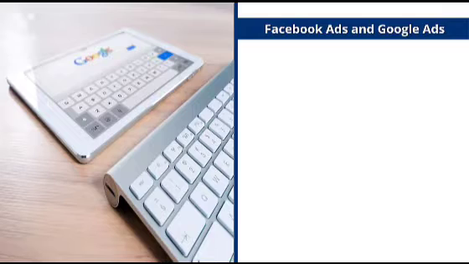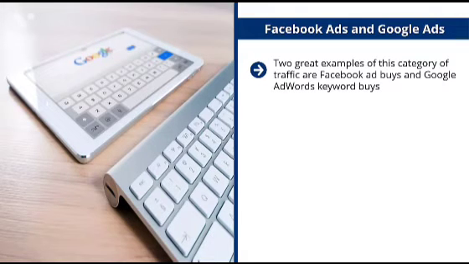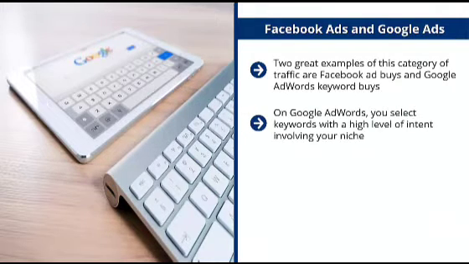Facebook ads and Google ads. Two great examples of this category of traffic are Facebook ad buys and Google AdWords keyword buys. In the case of Facebook, you buy traffic directly to a link, you add a picture and a short description. You then target certain populations on Facebook and make certain guesses regarding interest profiles. On Google AdWords, you select keywords with a high level of intent involving your niche. These keywords indicate a high willingness to buy whatever it is you're promoting. You run the campaign so you can see whether you are getting a high volume of clicks or not.